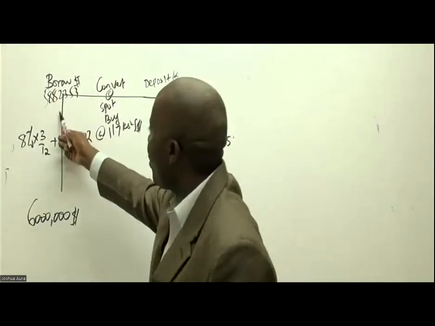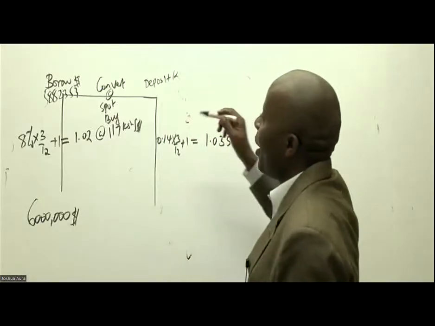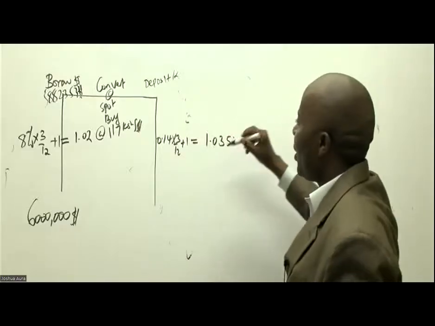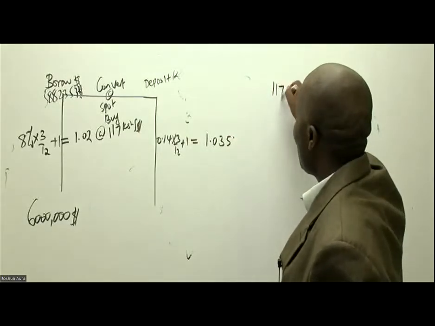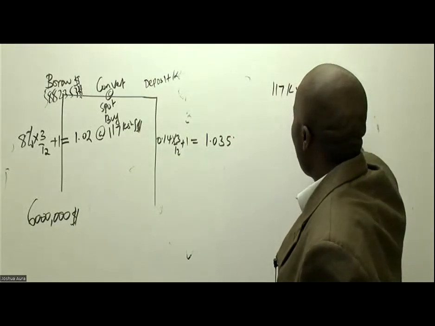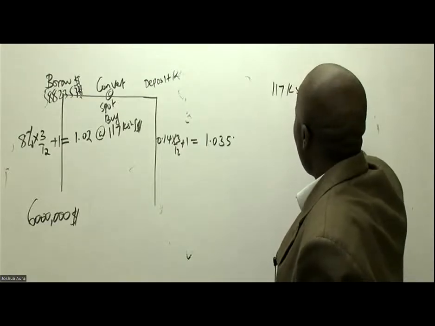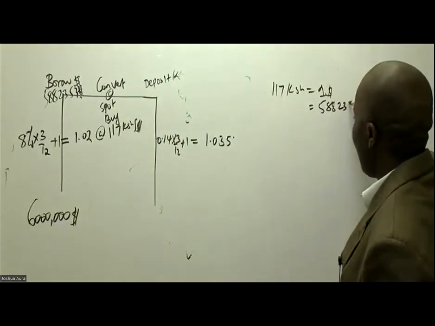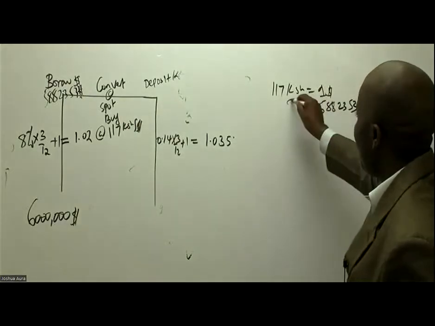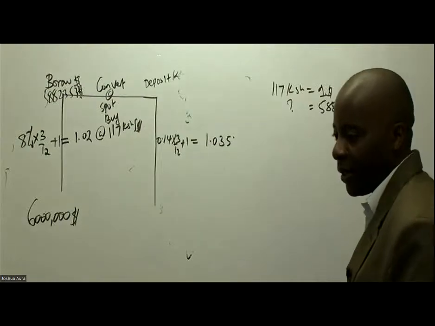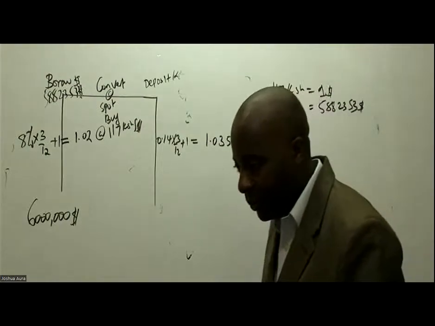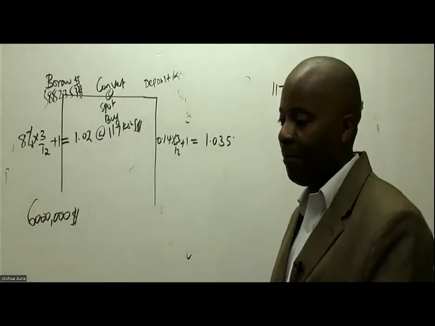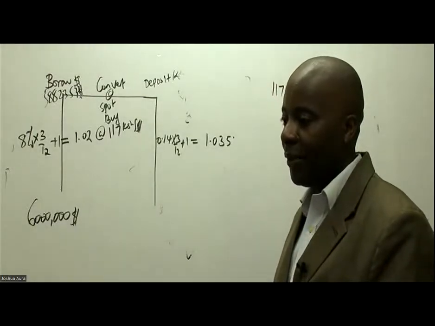So now from here to here, I can see an exchange rate. Remember, these are still dollars. So in between there, I can see an exchange. So go ahead and exchange: 117 Kenya shillings equals $1. How about 588,2353 dollars? Please give me this answer.